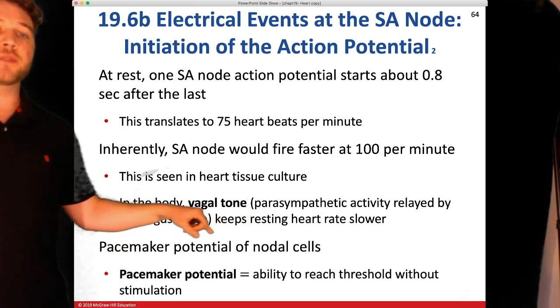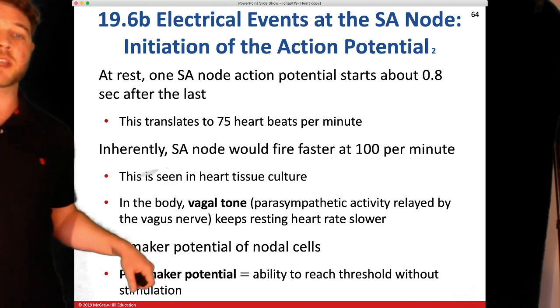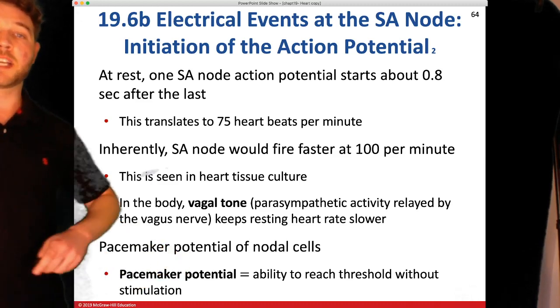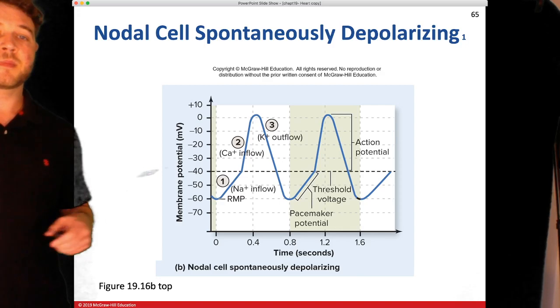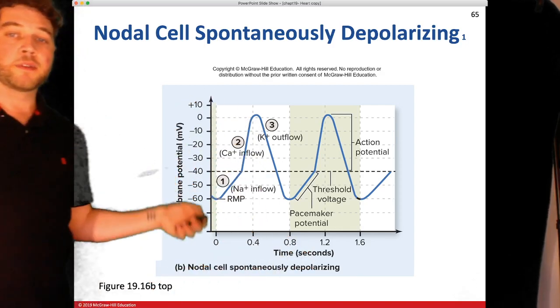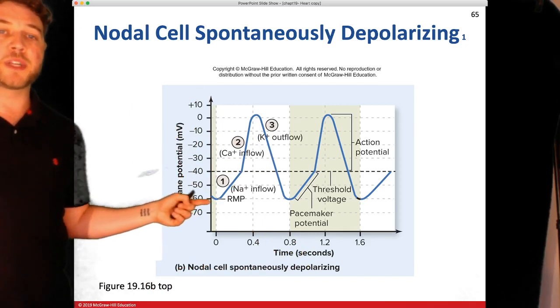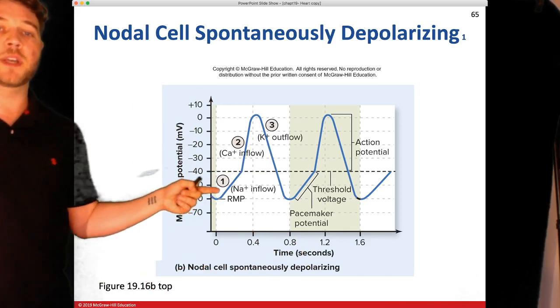The pacemaker potential of nodal cells is the ability to reach threshold without stimulation. So nothing is stimulating them. These nodal cells are pacemaker cells. So here, if you like a graphic depiction of that, you have your time versus voltage. Starting down here at 1, you're at your resting membrane potential at negative 60. Sodium starts to flow in.